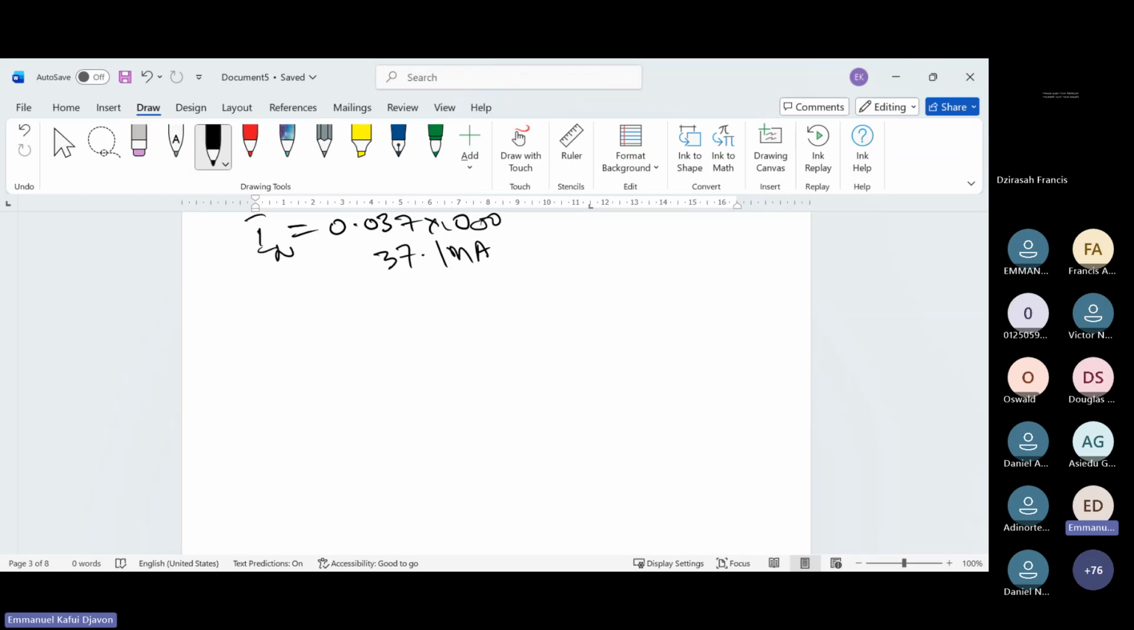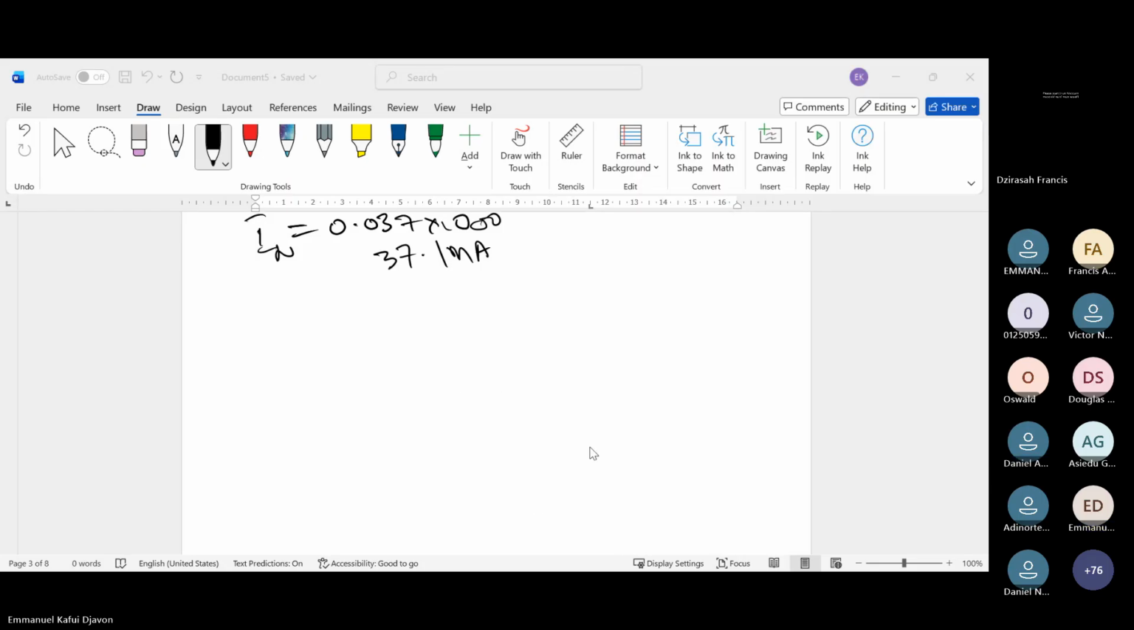Now remember, we know IN, we know RL. The question is, do we know the RN? That's the question you ask yourself now. So how do you get the RN? To get the RN, you can see that the 50 ohm resistor and the 5 ohm resistor are in parallel when I entirely open that circuit.